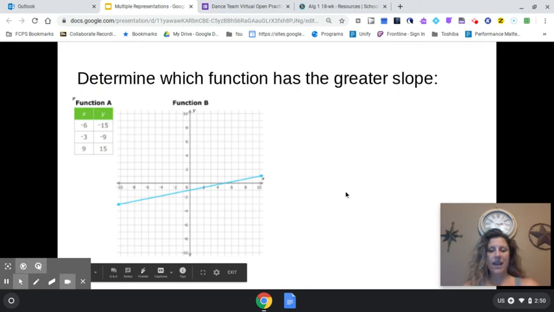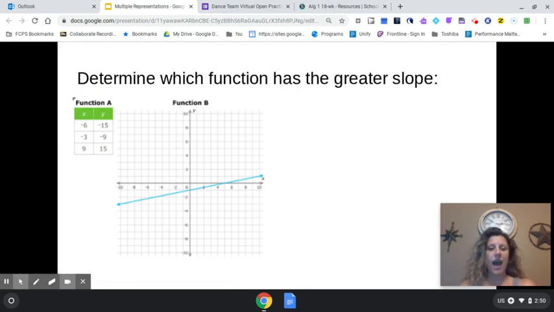Okay, in these next couple slides, we're going to be looking at linear functions in different forms, and we're asked to compare them in some way. So with this first example, we're trying to determine which function has the greater slope. In function A, we're given a t-chart, and in function B, we're given a graph. So we've talked about how to find slope in both of these situations.